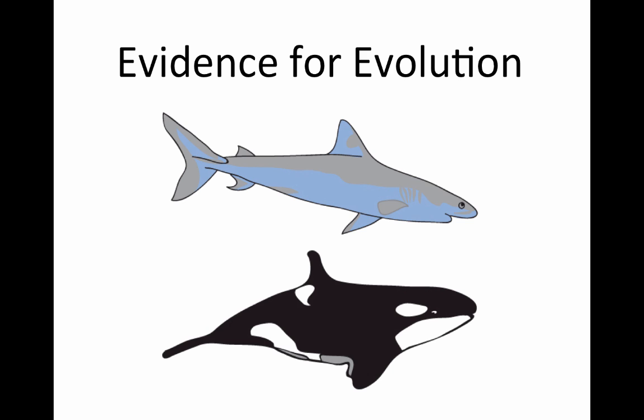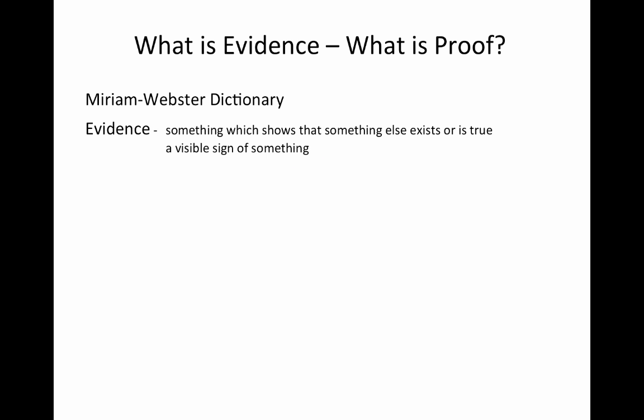But before we start on that, I want to talk a little bit about what we mean when we say evidence. What do we mean when we say proof? What are we really talking about here? Merriam-Webster Dictionary defines evidence as something which shows that something else exists or is true. A visible sign of something. So the visible manifestation of something that is invisible or is not seen for whatever reason. And so this evidence, these signs, can be weak or strong, or they can be more or less convincing.